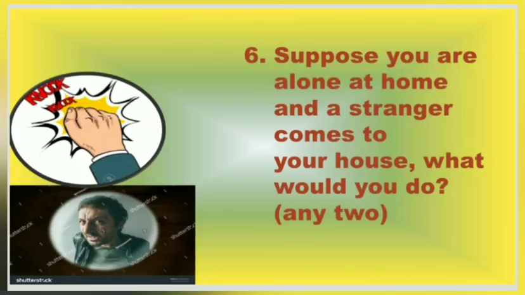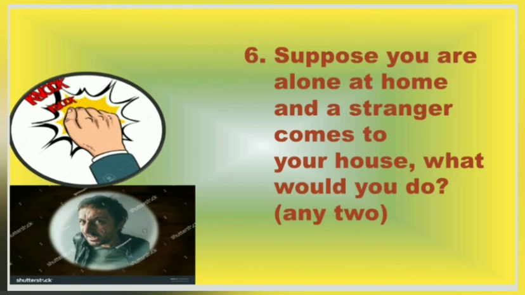And the last is your thinking question. The thinking question you have got here is, suppose you are alone at home and a stranger comes to your house. What would you do? Any two. That means you have to tell two options, two measures that you would take.